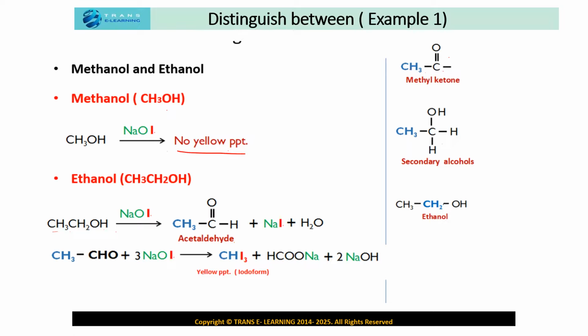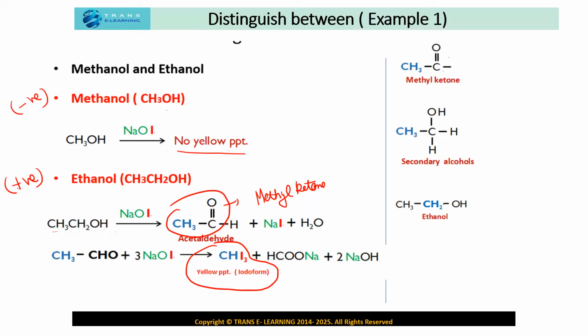Whereas ethanol, on reaction with sodium hydroxide and iodine, is going to give you the methyl ketone. And this methyl ketone is going to form the yellow precipitate of iodoform on consecutive reaction with sodium hydroxide and iodine. So the ethanol is going to give you the positive haloform test, whereas the methanol is going to give you the negative haloform test.